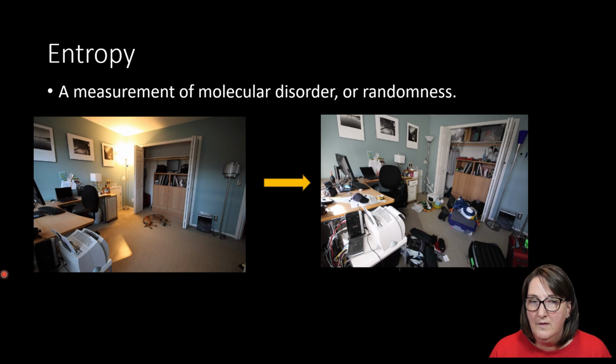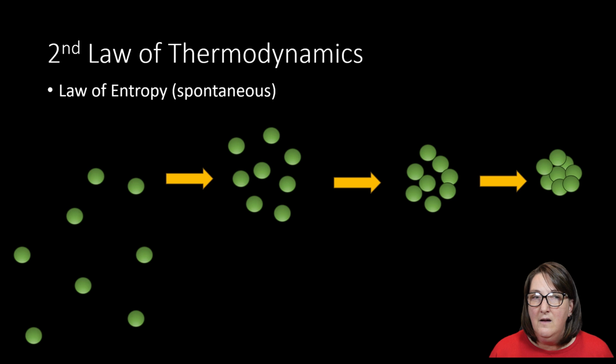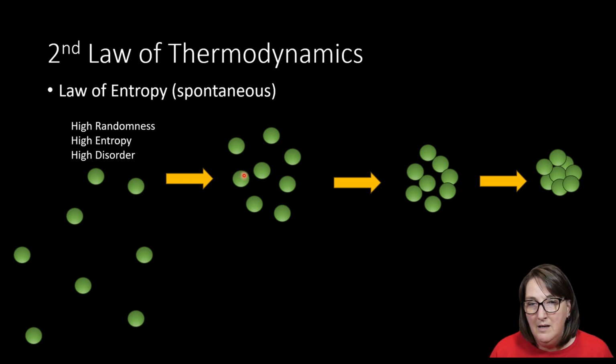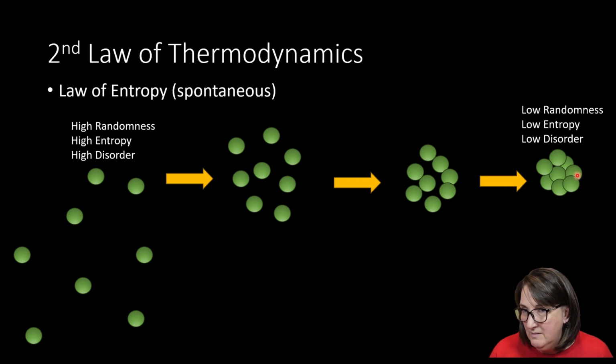So we call this the law of chaos. It's easier for things to develop and break down and fall apart and become more random than it is for them to come together. So the second law of thermodynamics, the law of entropy, means it's spontaneous. I can go from high randomness, high entropy, high disorder, and if I become closer together, more ordered, less random, my entropy is going to decrease as I become more ordered.